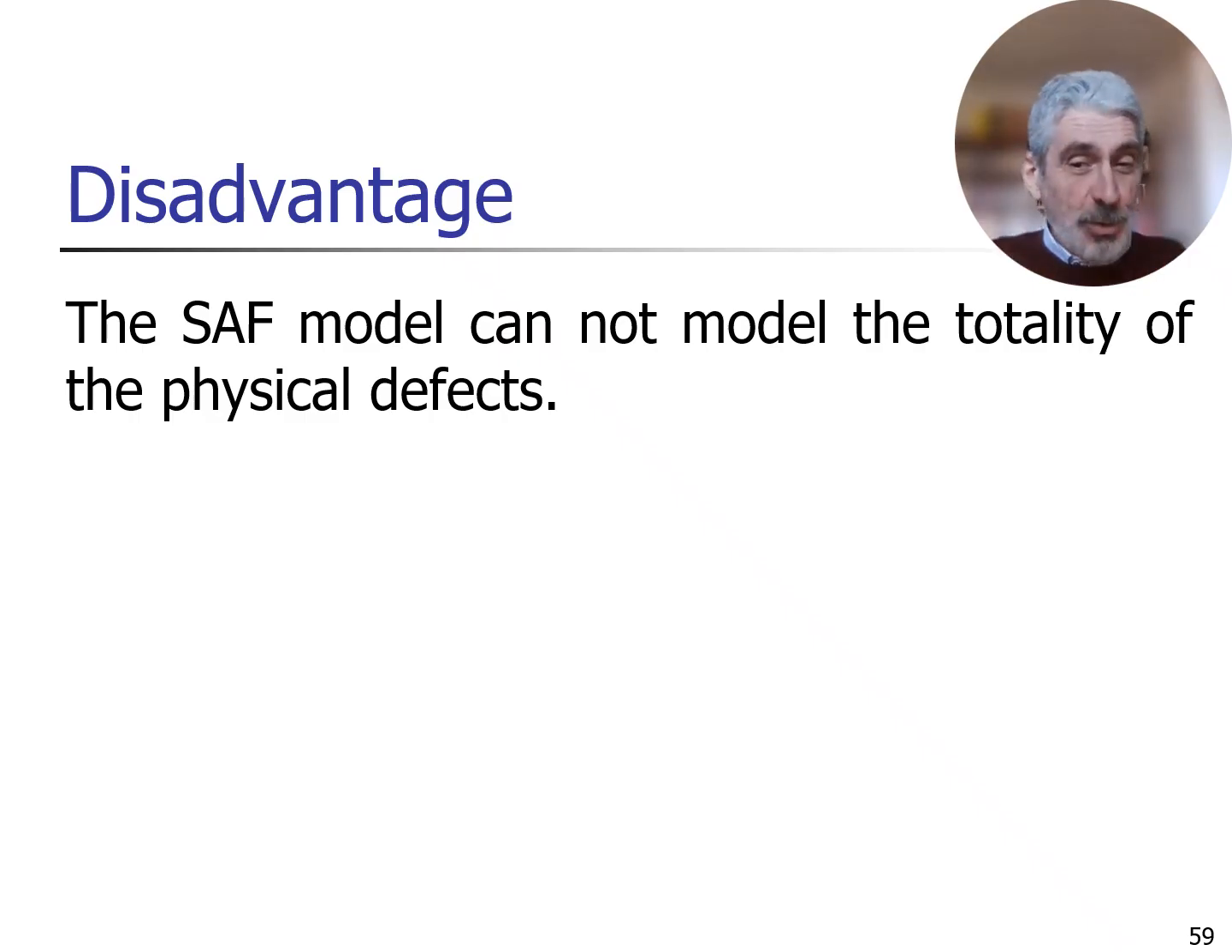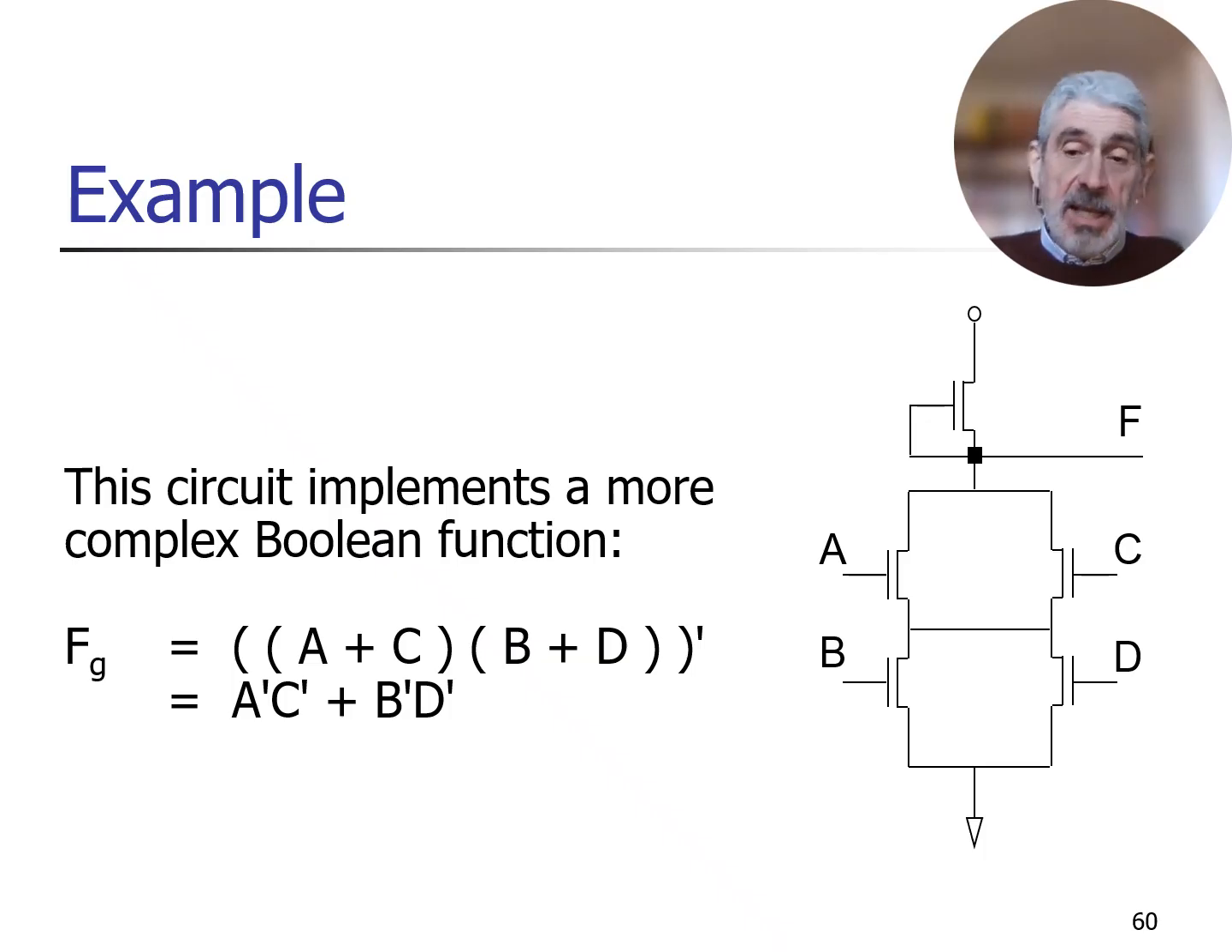Obviously, this is not always true, in the sense that there are also physical defects that cannot be modeled resulting in any single stuck-at fault. This is a relatively more complex circuit implementing the Boolean function shown in the transparency. So f is 0 when either A or C are 1 and either B or D are 1. Okay, this is the function implemented by this circuit.